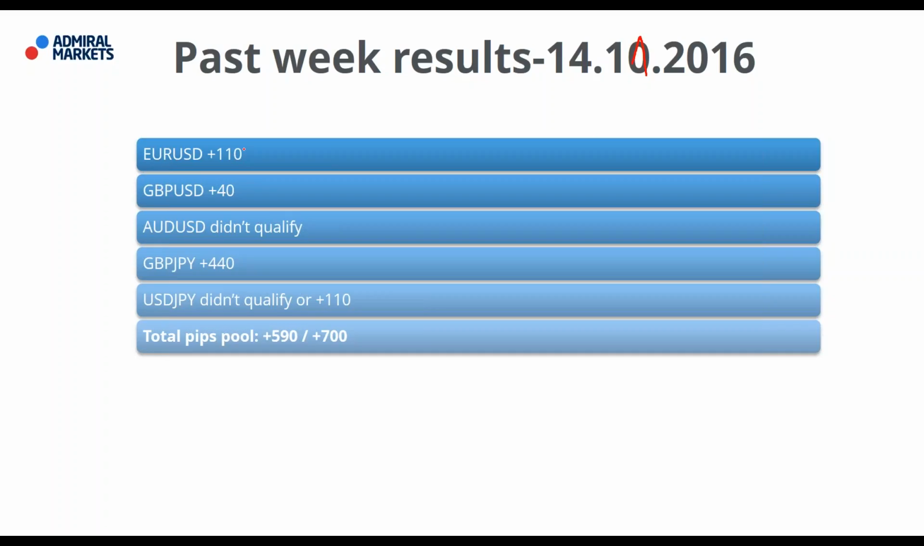Australian dollar, we guessed the trend, but the trade didn't qualify. Pound yen, definitely the trade of the week. Okay, 440 pips. And dollar yen didn't qualify. But some people told me that they made a huge number of pips on dollar yen, even though it wasn't qualified. If you traded it, you could have made 110. But let's say that this is the pips pool without this. So 590 possible pips.